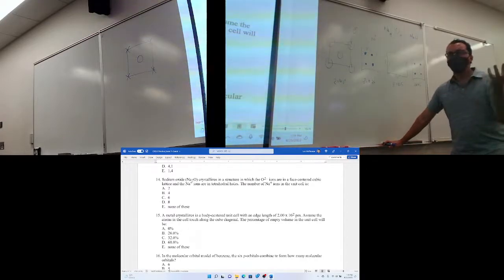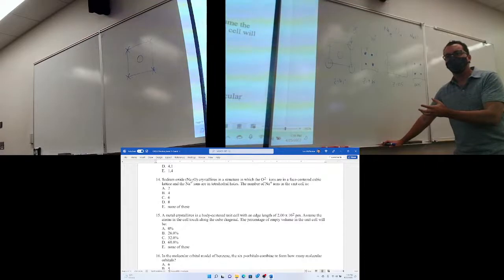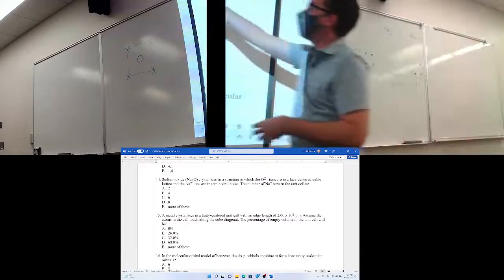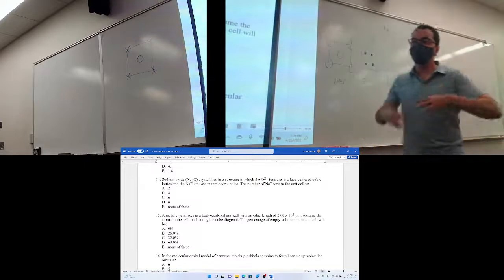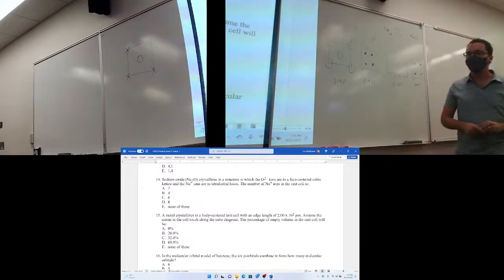That the formula is 1 to 1, 1 gallium to 1 arsenic, and so you have to only have half the tetrahedral holes filled up. But now here, this particular problem, the formula is 2 to 1, 2 sodiums to 1 oxygen. So you have to have all the tetrahedral holes used up. Oh, yeah, that makes sense. That way you get the right number.